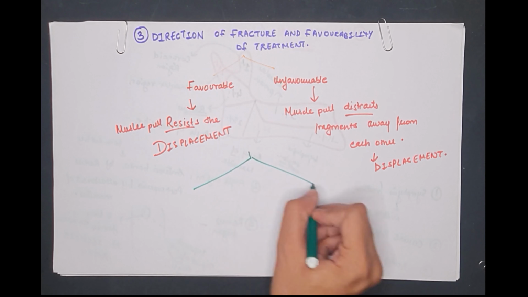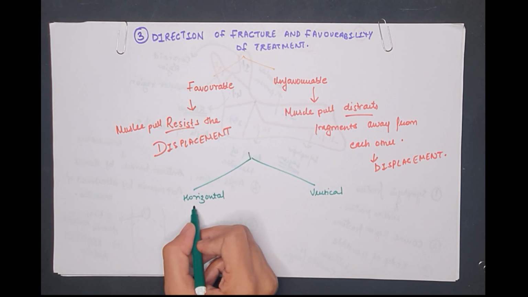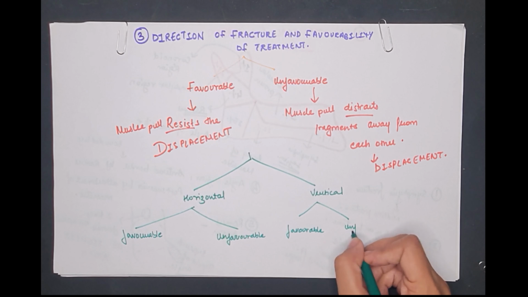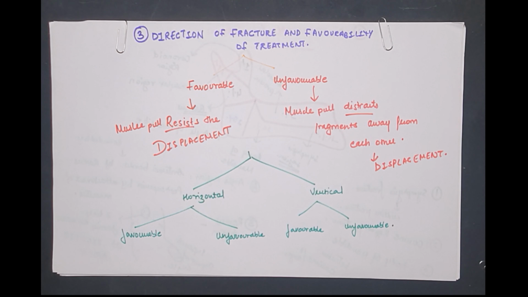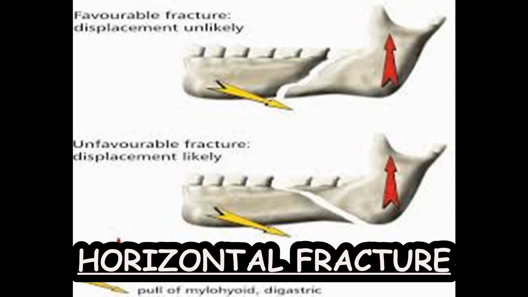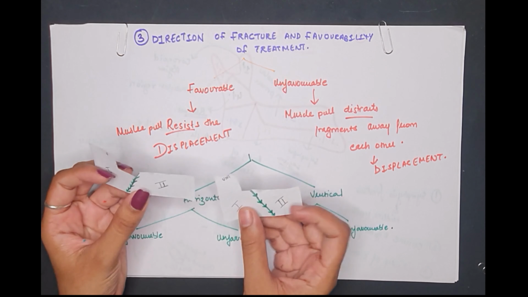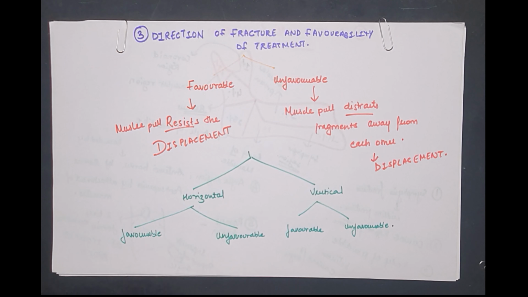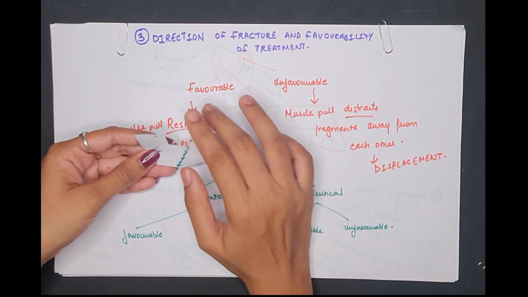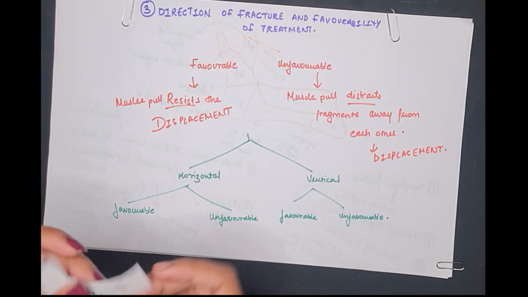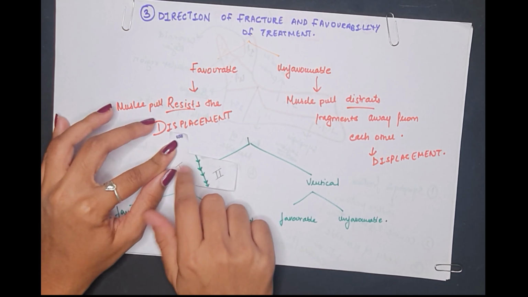Now we could see there are two main classifications, horizontal and vertical: horizontal favorable, horizontal unfavorable, vertical favorable and vertical unfavorable. Let's discuss the horizontal one. In the favorable fracture, the first one is where the line passes backwards and downwards. Let me explain with the paper. Imagine this piece of paper is the mandible. Now this is the first category. The line passes from the alveolar margin downward and forward.